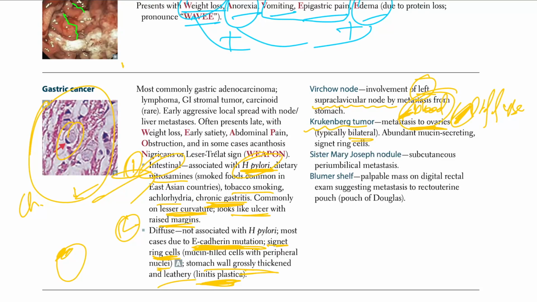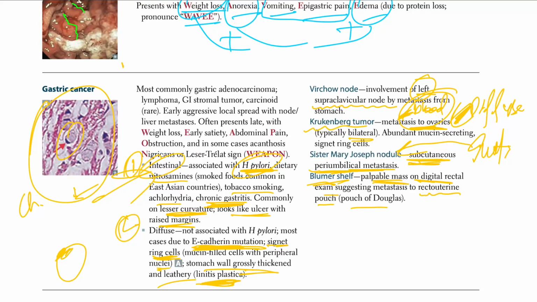Okay. What else? So this is with the diffuse, and with the intestinal type, you will see Sister Mary Joseph nodules. They are the subcutaneous periumbilical mets. It's just subcutaneous periumbilical mets. Okay, they are the Sister Mary Joseph nodules. That's with the intestinal type. And Blumer shelf. They're the palpable mass on the digital rectal exam, suggesting mets to the rectouterine pouch, or the pouch of Douglas. Okay.